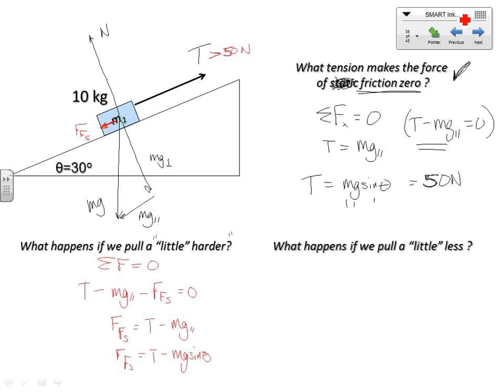Now, it's possible that we could pull a little bit less than 50 newtons, with a little bit less than 50 newtons of force, and it's possible this thing could still be in equilibrium.